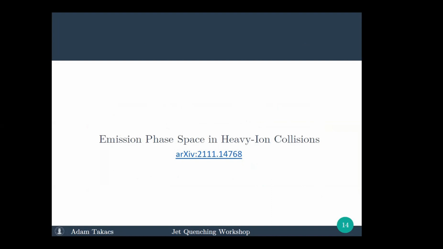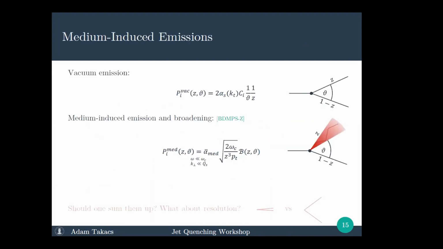So the question is, how will this change for heavy ions? We simplify our problem a bit and stick to this double logarithmic approximation. If you remember, I showed you that the double logarithmic approximation is not as good as long as the pT is not super high. That's something we have to live with. On top of that, we also have medium-induced emissions, for which we use the simple BDMPS-Z approximation, which we know is valid in a given corner of the phase space.